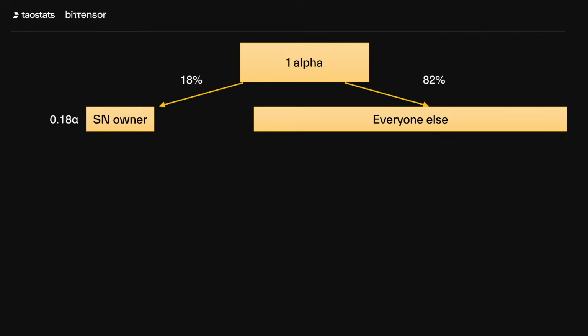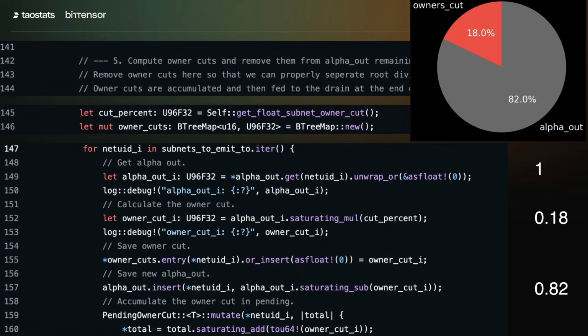So here we are. We've done that first step. We split that 1 alpha into 0.18 and 0.82. We can also show it here as a chart, just ongoing as we go through the code.